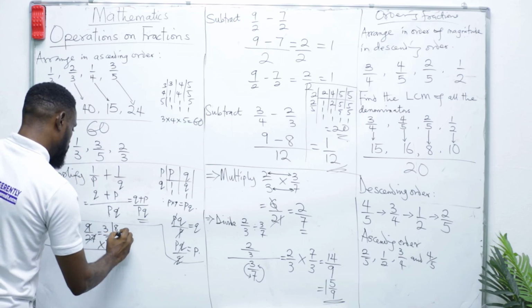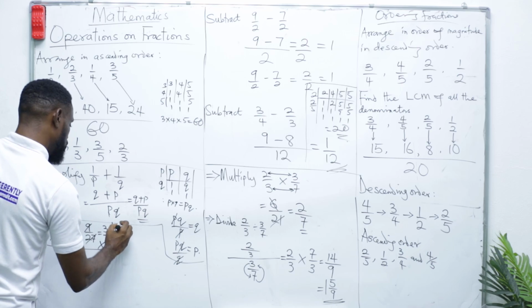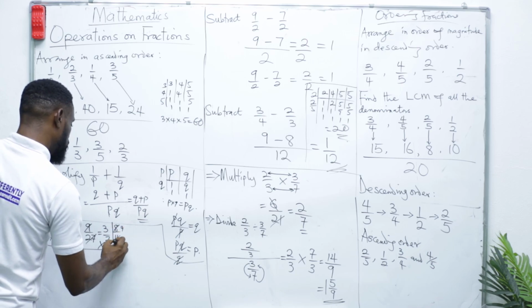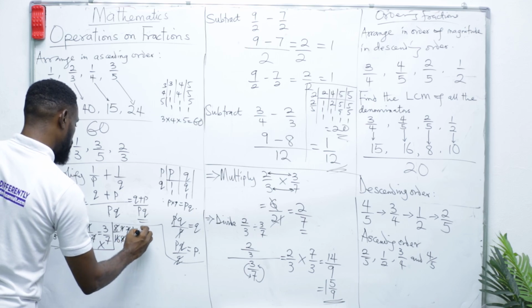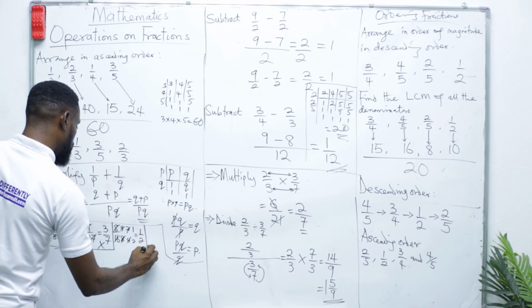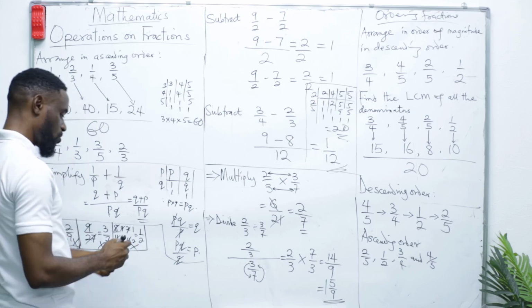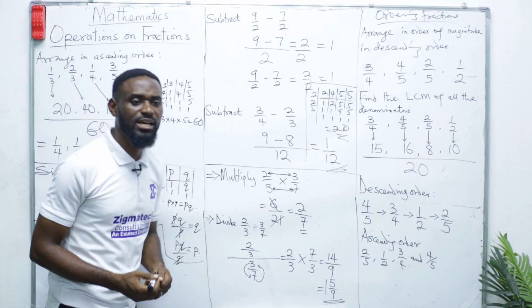8 over 16. 2 here will give us 4. 2 here will give us 8. 2 here will give us 2. 2 here will give us 4. 2 here will give us 1. 2 here will give us 2. So this is equal to 1 over 2. So it is not equivalent to what we are talking about. Let's look at the next one.